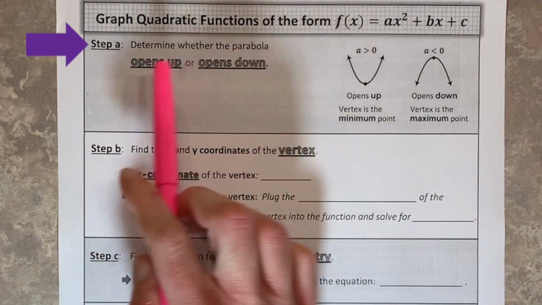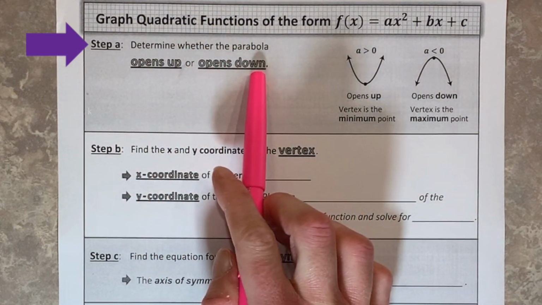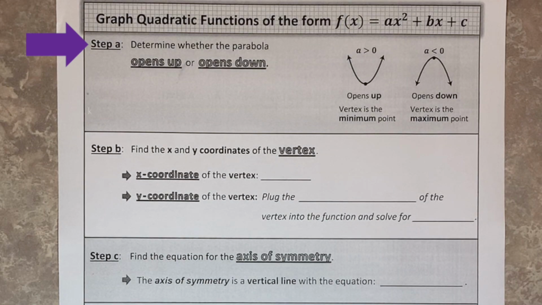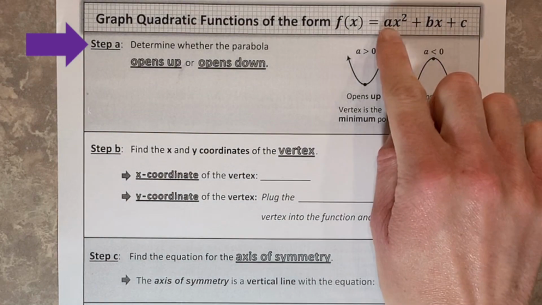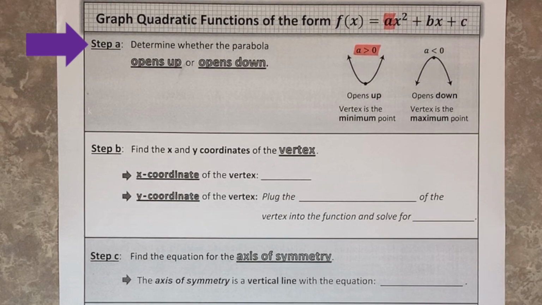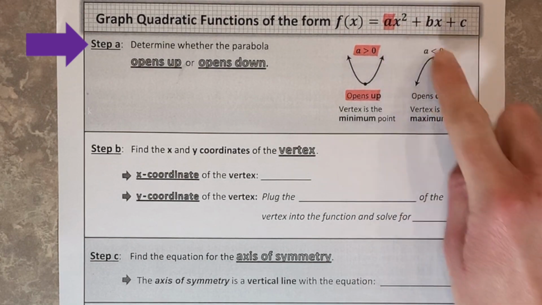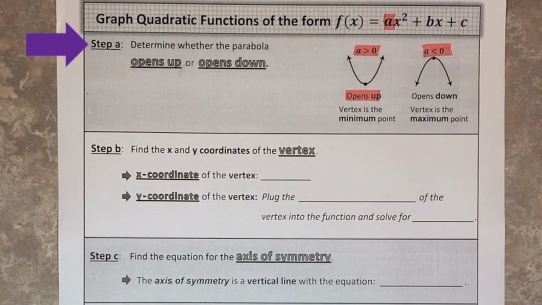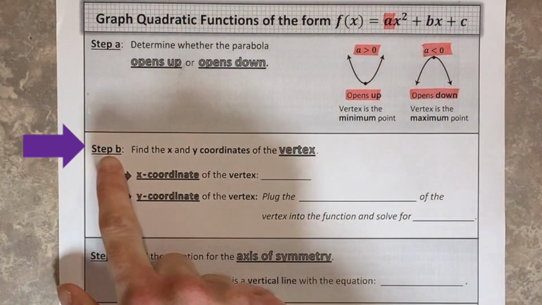If you're given a quadratic function and you're asked to graph it, first, step A, we're going to determine whether our parabola opens up or opens down. As we said on the previous page, all you need to do is look at the coefficient of your x squared term, the a. If your a is positive, or in other words, greater than 0, your parabola will open up. If, on the other hand, your a is negative, in other words, less than 0, your parabola will open down.